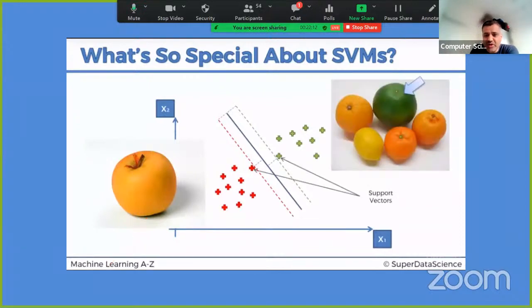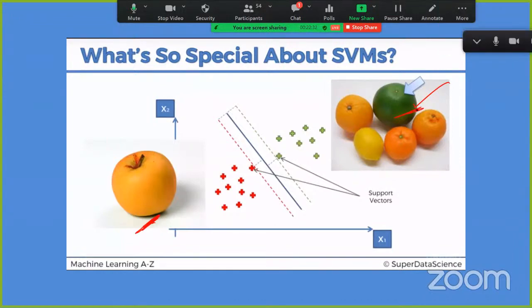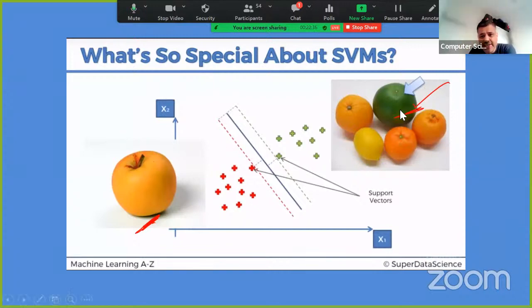Similarly, we will focus on the orange which appears like an apple. So you know that sometimes an orange appears like this. So our model will focus on these two instances. This is an apple but looks like an orange, and this is an orange but looks like an apple. So we will focus on these two instances.